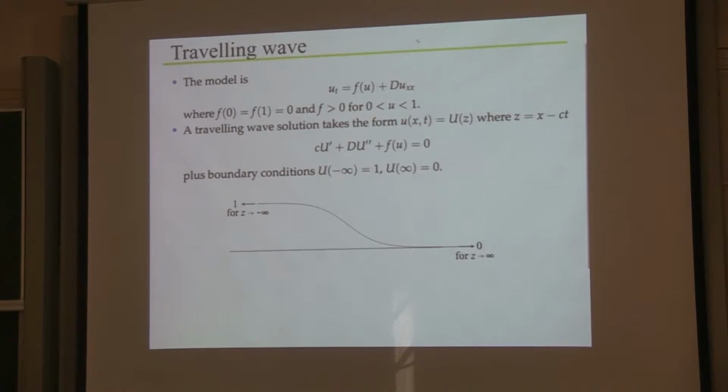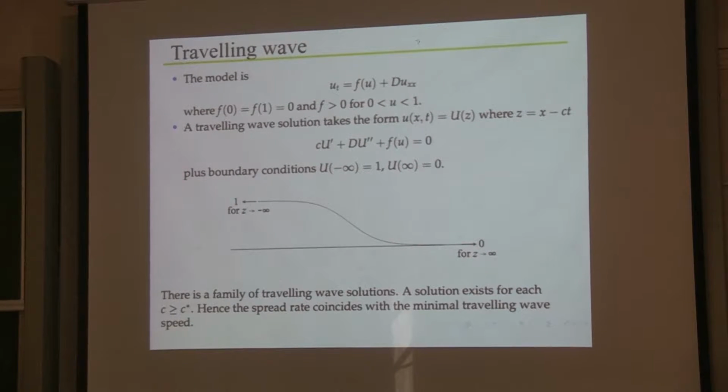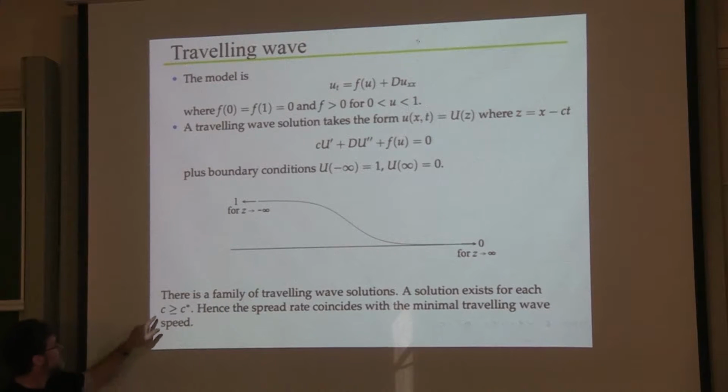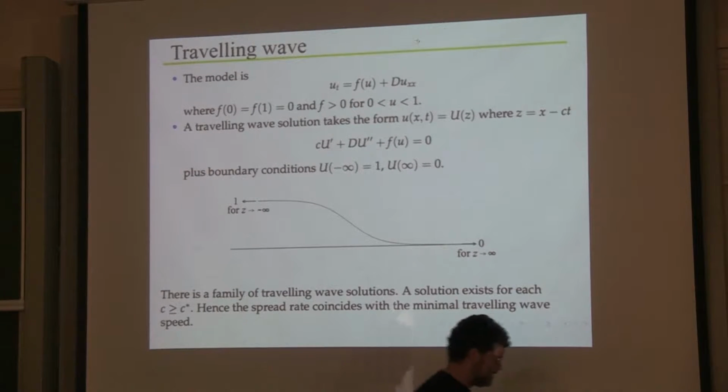And it turns out when you analyze this ordinary differential equation, it's possible to show that such a solution exists for every c greater than or equal to c star, which is 2 times the square root of r times d. So we say there's a family of these solutions, and they're going to move at least as fast as c star. Okay, so this is very classical theory.